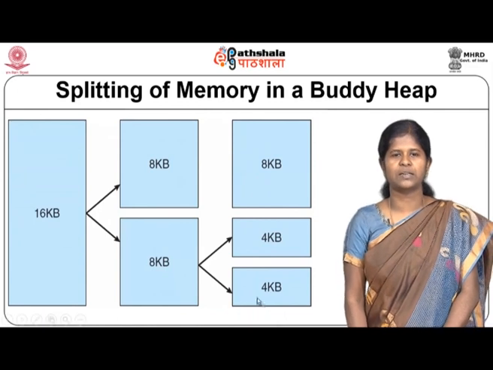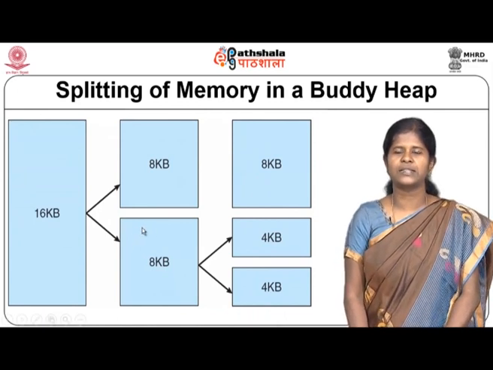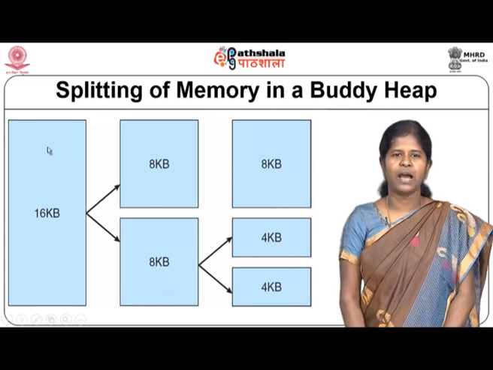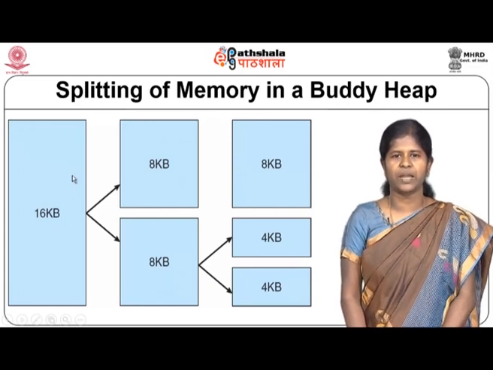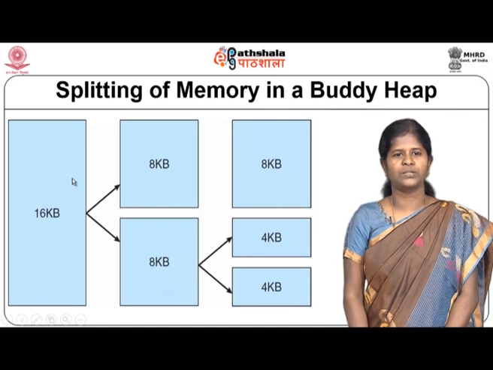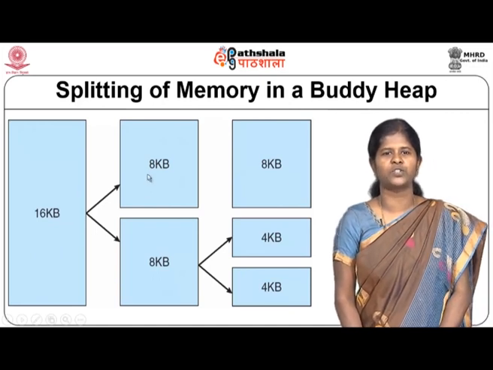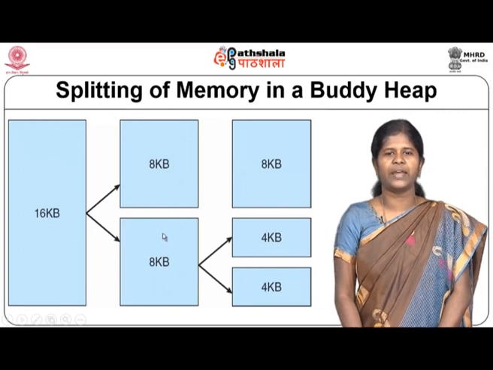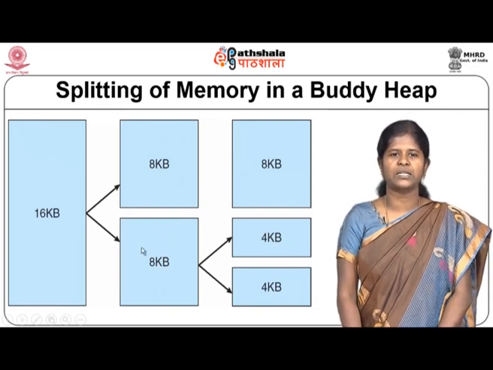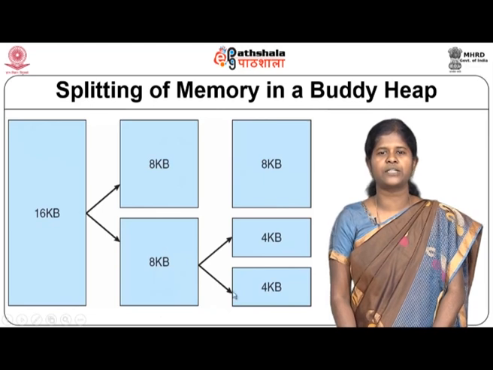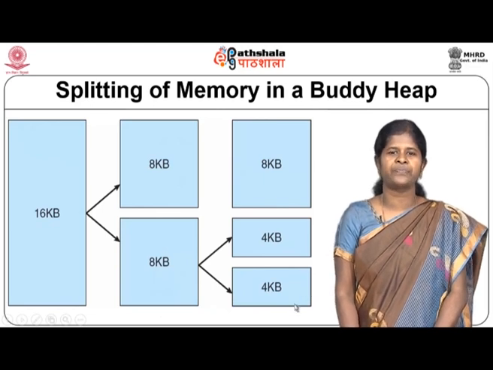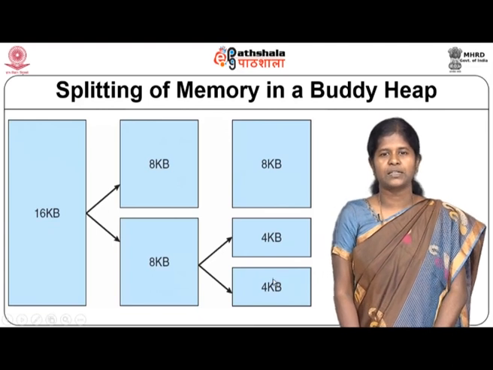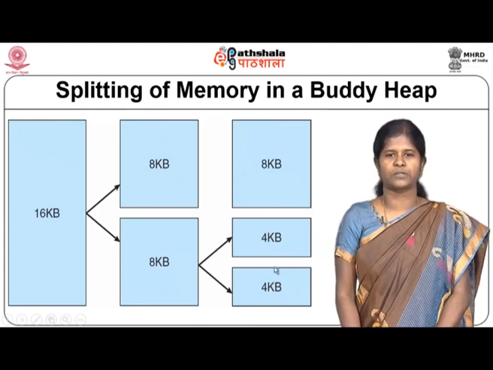Look at this example. There is a request for 4 KB space and you have a large region which is 16 KB. The 16 KB is first divided into two partners, 8 KB and 8 KB, and one of these two 8 KBs is taken and again split into two 4 KB spaces, and one 4 KB space is allocated to the request being asked by the process.